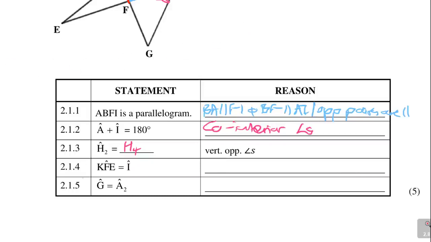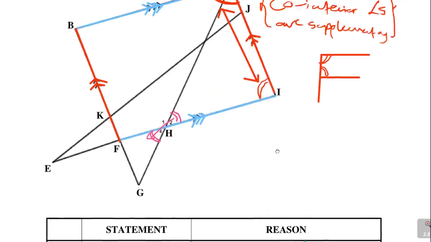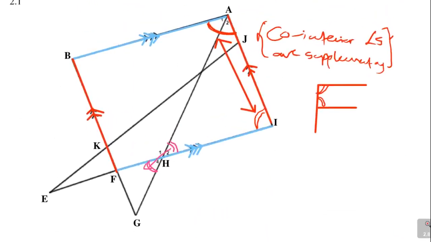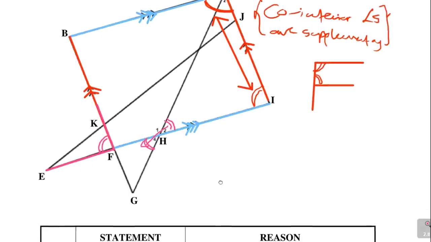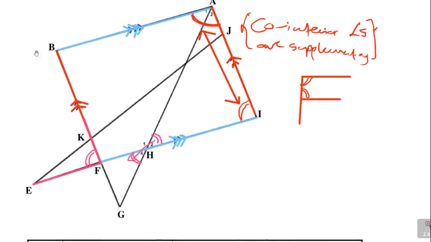And then the next one, KFE is equal to I. Let's look at that. Let's mark it K, F, E. So we have got K, F, E, and the angle there is this one. You see, KFE is equal to what? KFE is equal to I. There it is equal to this angle I here. Are you seeing that?